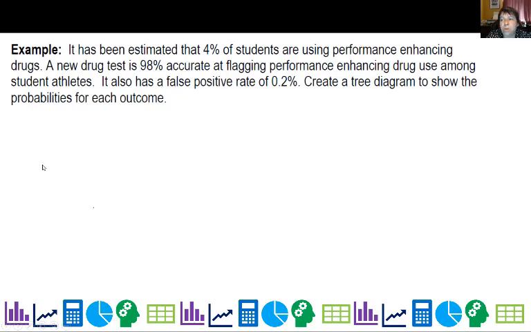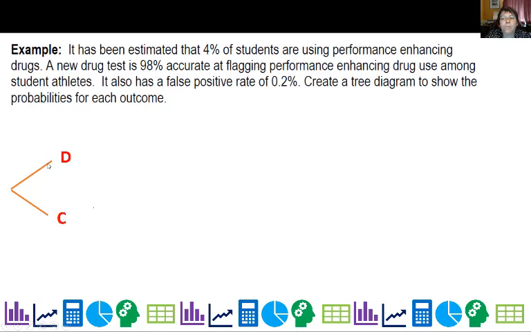So first of all, it's easier. We know the probability of the outcome based on whether the student is taking drugs or not. So we're actually going to do the first part of our branch is going to be, are they a student taking drugs or are they clean?